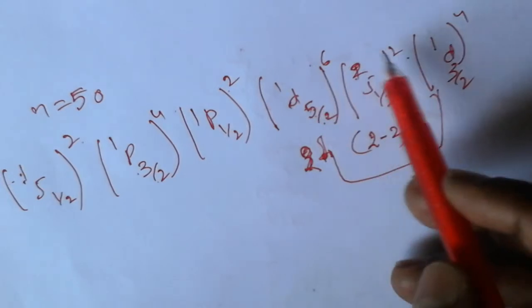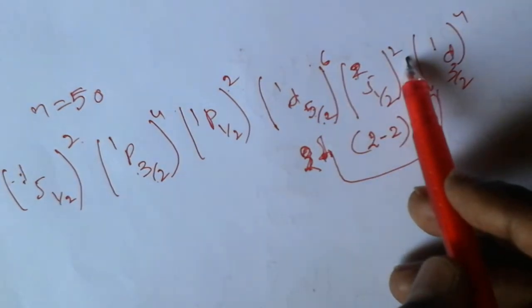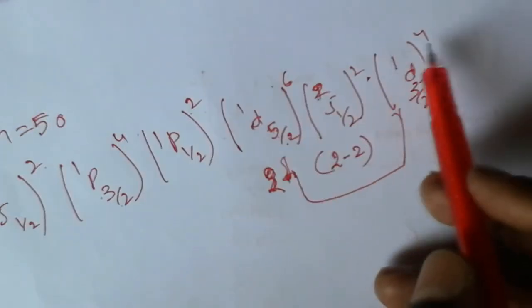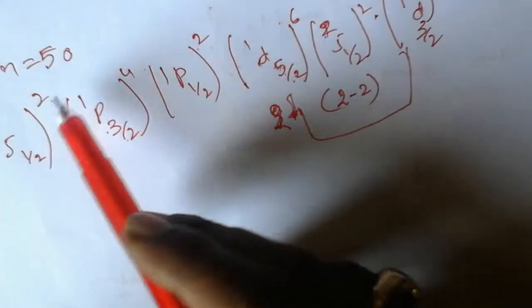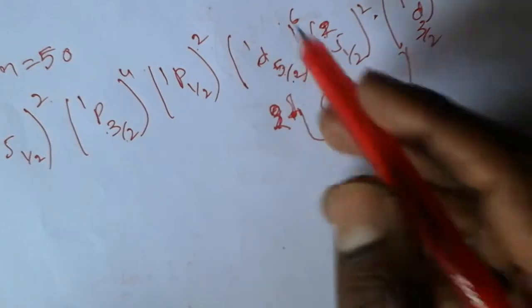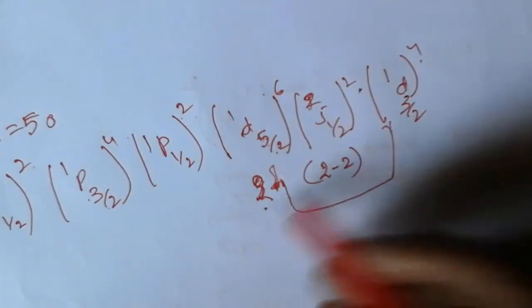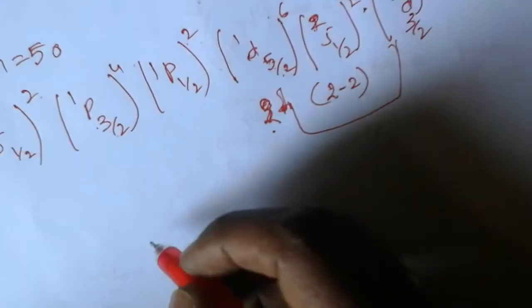Next, d is over. Now if I calculate 2 plus 4 plus 6, 6 plus 2 is 8, 8 plus 6 is 14, 14 plus 2 is 16, 16 plus 4 is 20. You got up to 20 only, but 50 is required. So d is completed. Now 2 cases completed.